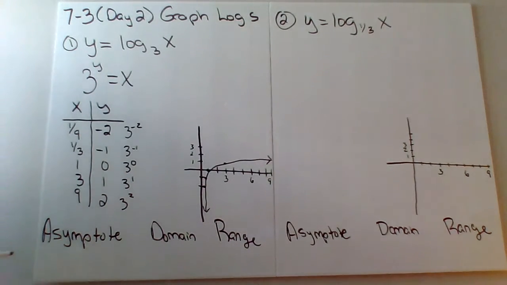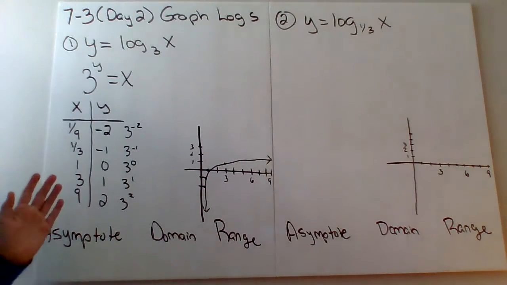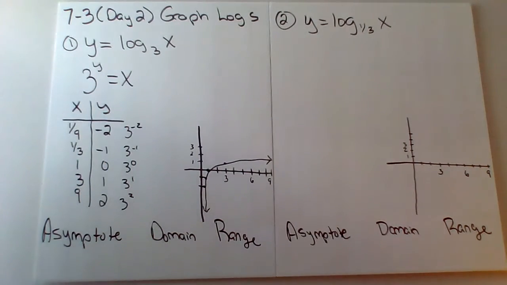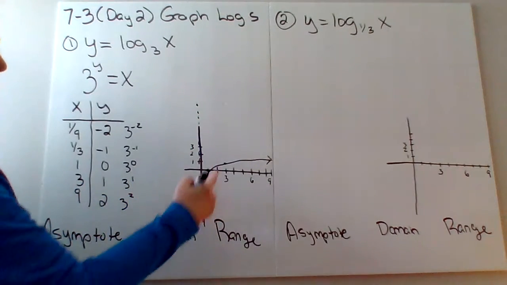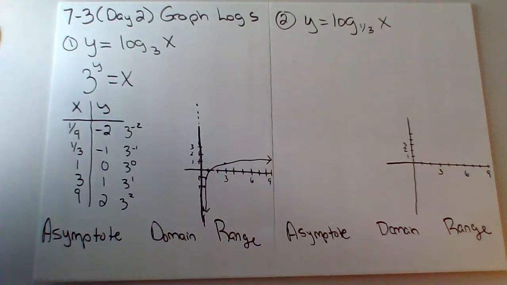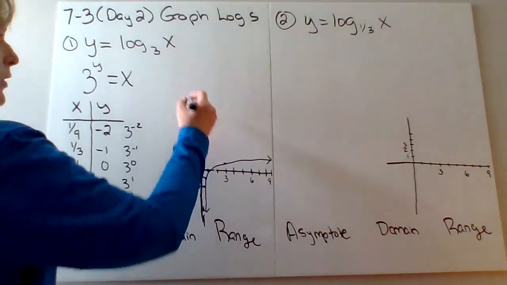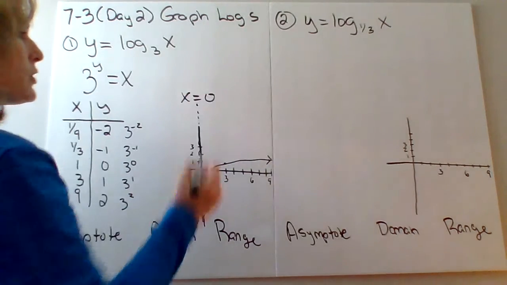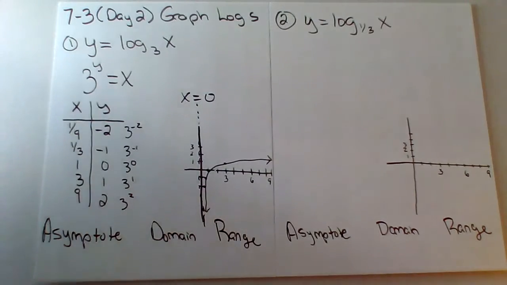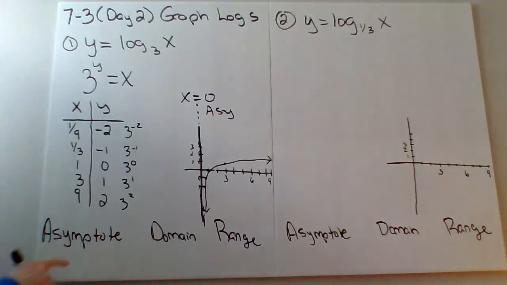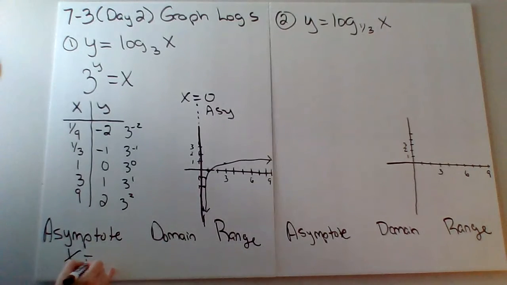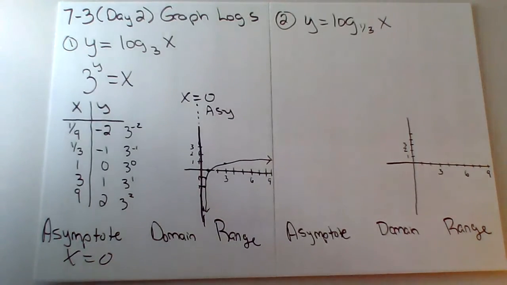Since logarithms and exponentials are inverses, the asymptote just moved. Now it looks like the graph is approaching this line, which is the line x equals 0. So that is where my asymptote lies. The asymptote here is at x equals 0.